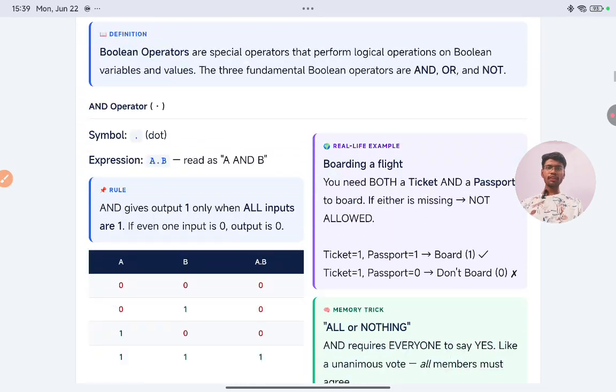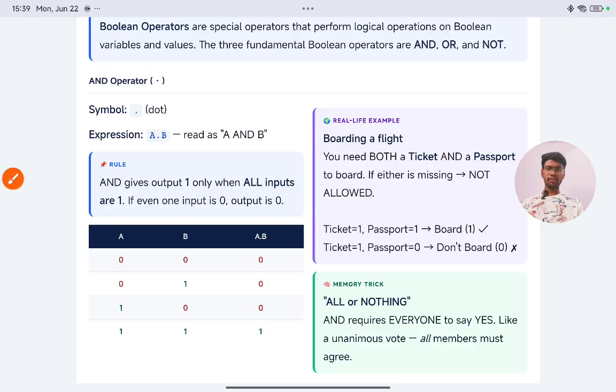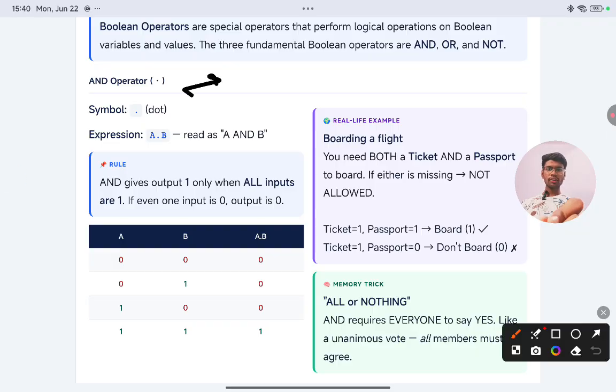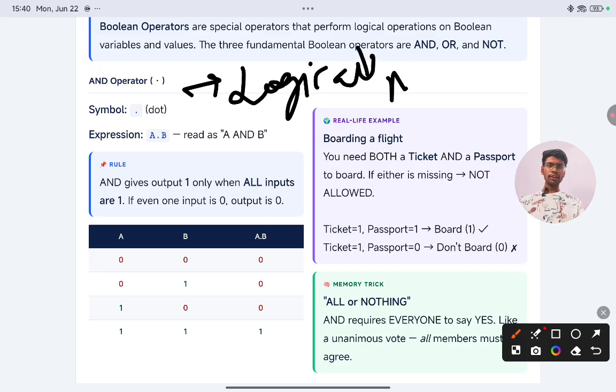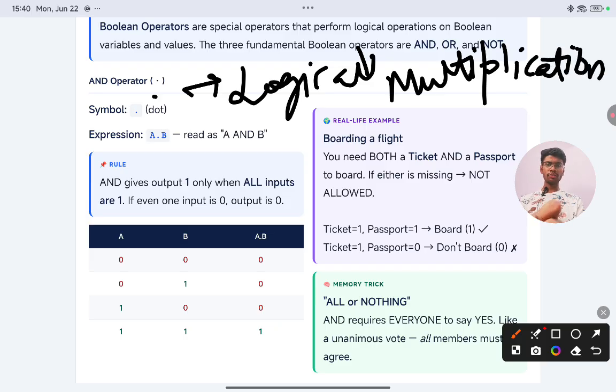So let's discuss the AND operator. This AND operator or the AND gate, later we will see in logic gates how it is done. It is known as logical multiplication, and it is commonly represented by the dot operator, like A dot B, right?